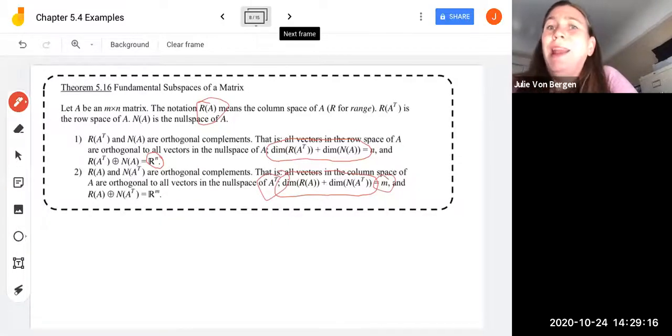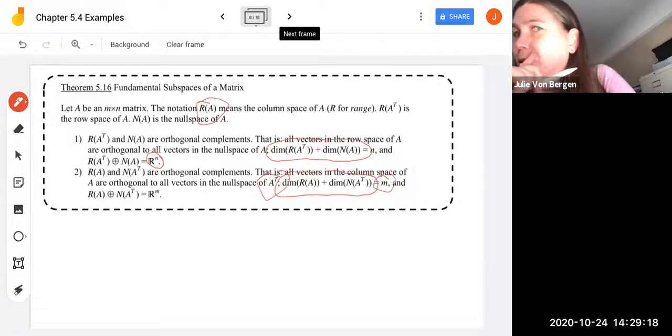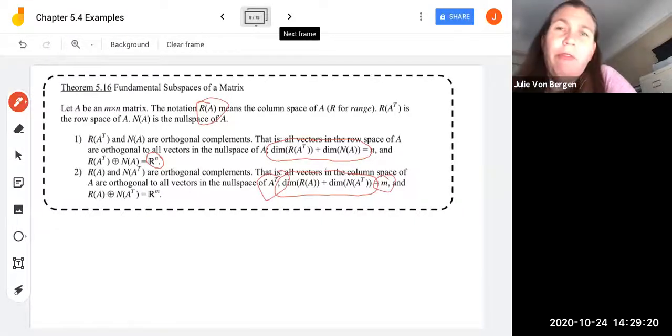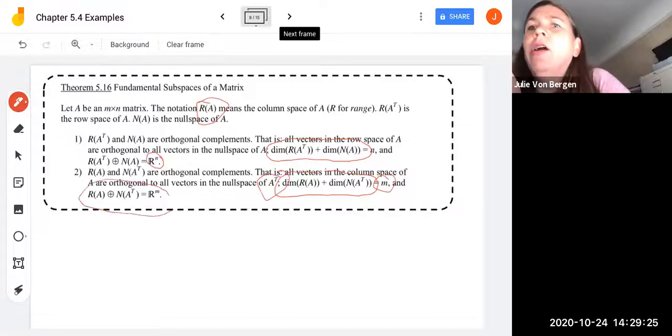Remember, this is an M by N matrix, so M is the number of rows and N is the number of columns. And so the column space of A plus the null space of A transpose is going to equal Rm.